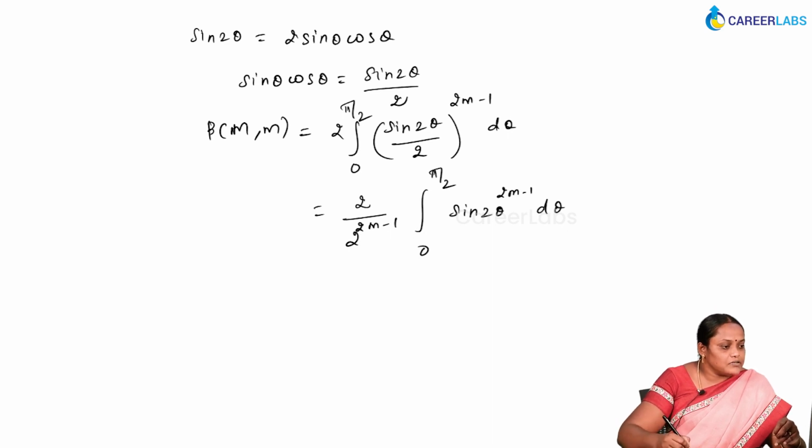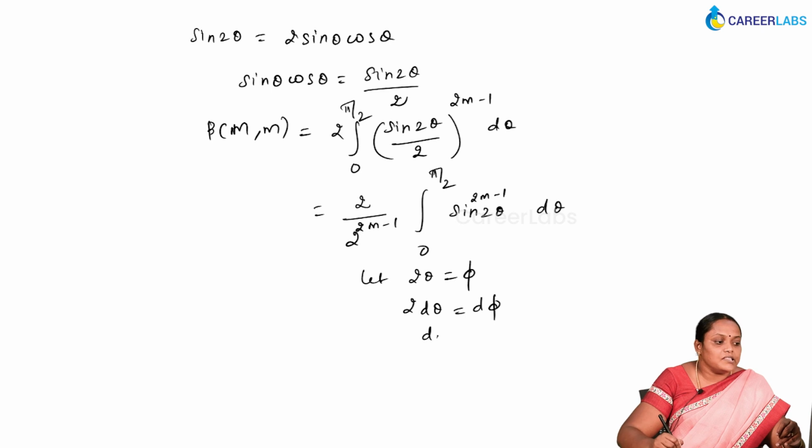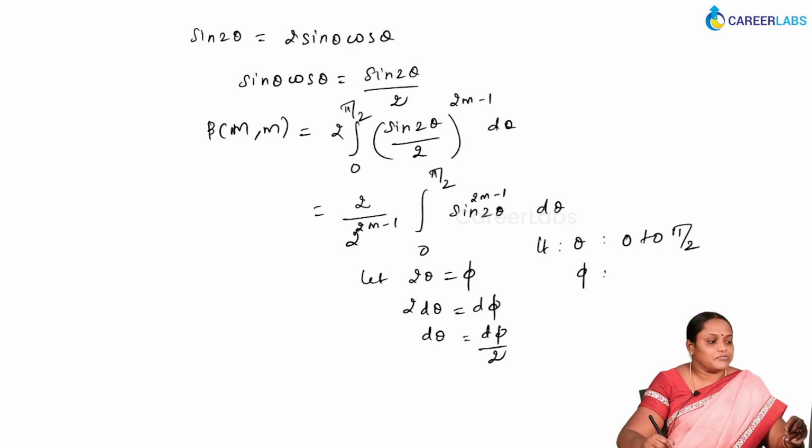So this is sin to the power 2m minus 1. Let us take a substitution, 2 theta equal to some other function phi. Therefore, 2 d theta will become d phi, and d theta will be d phi divided by 2. And what will happen to the limit? The limit for theta is from 0 to pi by 2. Now we have converted everything in terms of phi, so we need to find the limit for phi.